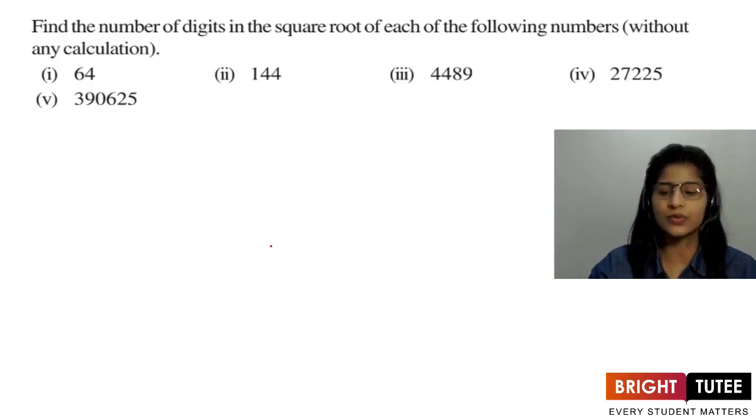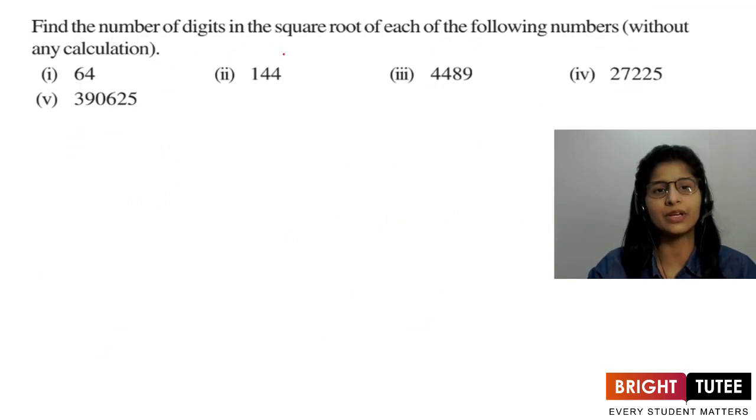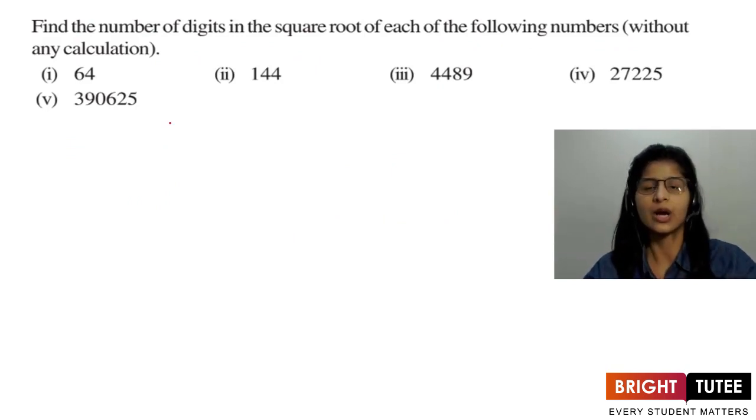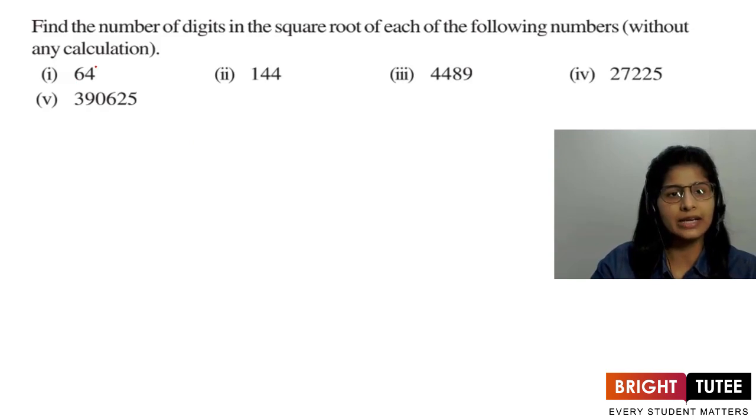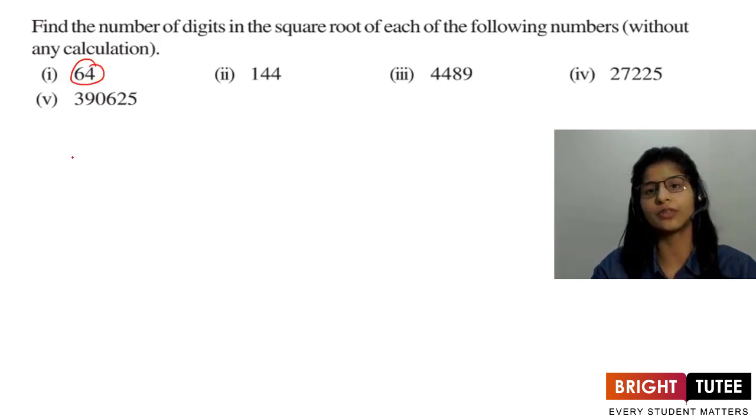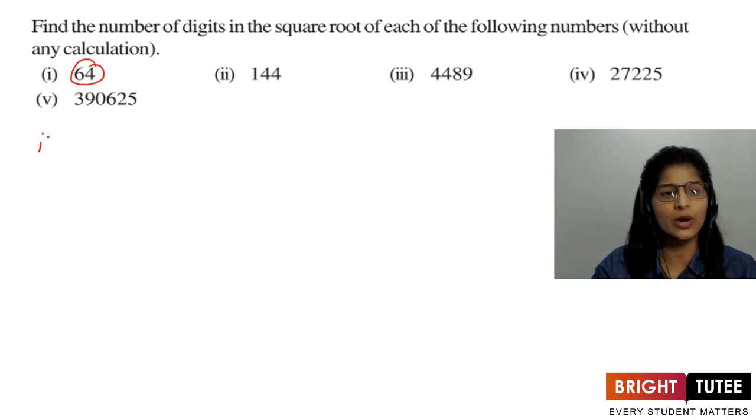You know that. Clear? So this is how we get square root using the long division method. There is one question given. They're asking: find the number of digits in the square root of each of the following numbers without any calculation. So we have discussed two things, right? One is the number of bars will tell us the number of digits in the square root. The second thing that we discussed is about the number of even digits and odd digits.